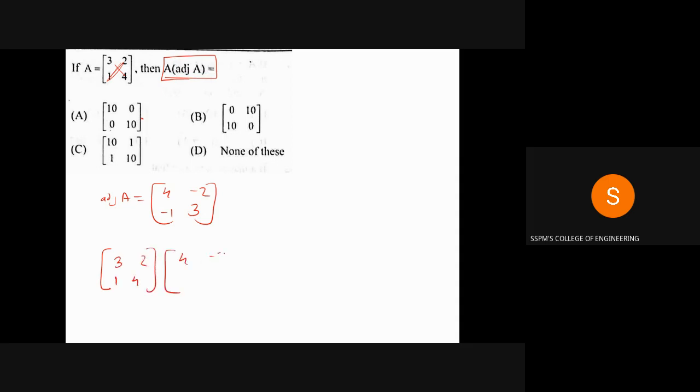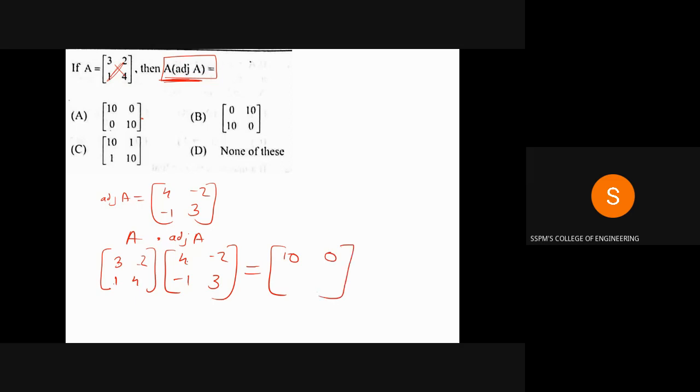What is 4 minus 2 minus 1 and 3? This is A. This is adjoint of A. This product is asked here. Okay, what is the product? 3 into 4 it is 12, 2 into minus 1 minus 2. 12 minus 2 it is 10. Then 3 into minus 2 minus 6, 2 into 3 6. Minus 6 plus 6 is equal to 0.